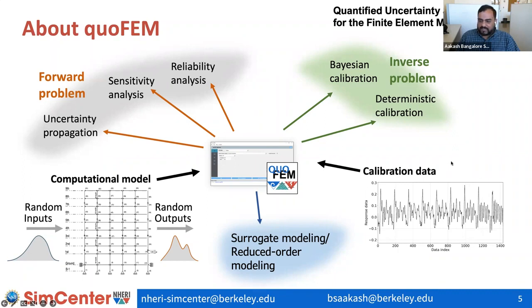The data could be, for example, obtained from experiments, or as is the case in today's exercise, the data used for calibration was obtained by using an expensive finite element model. And conducting such kind of UQ analysis needs the computational model to be evaluated a large number of times. So if there are cheap models that can approximate the response of the expensive models, they can accelerate the UQ analysis and enable doing UQ for more problems. So quoFEM also has modules which help develop such surrogate models or such cheaper to evaluate approximations of the high computational cost models.